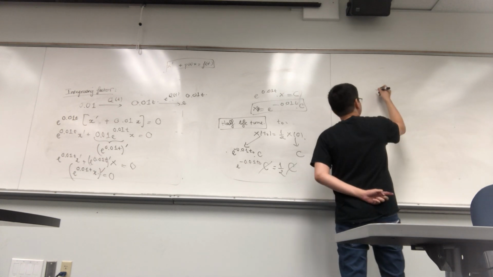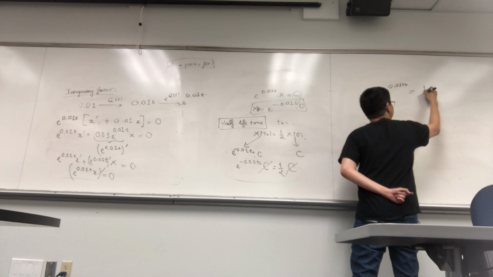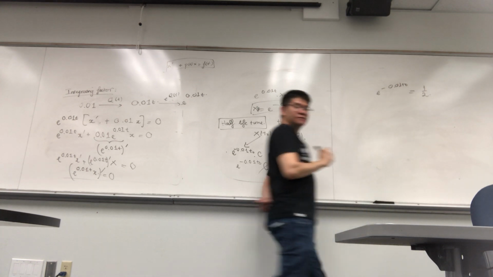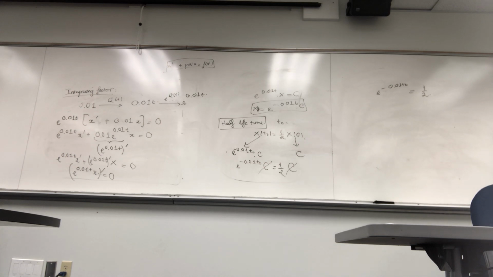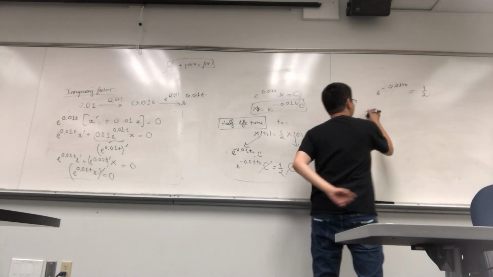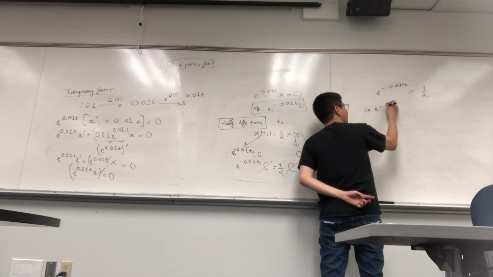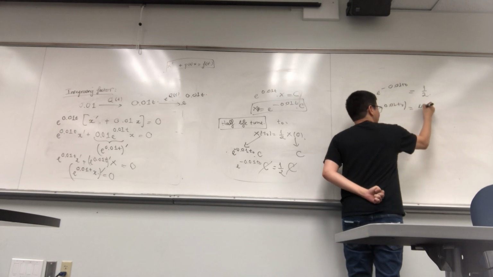So here I have e to the power minus 0.01 t0 is 1/2. So how can I solve for t0? Take the log. Now I'm going to take the log. So I have log of e to the power minus 0.01 t0 is log of 1/2.